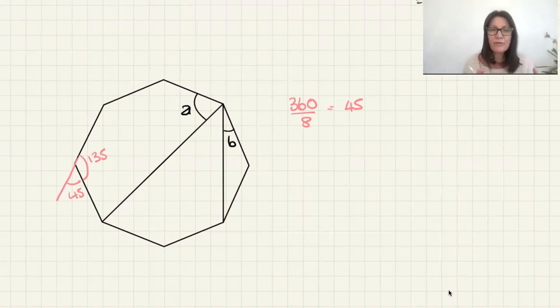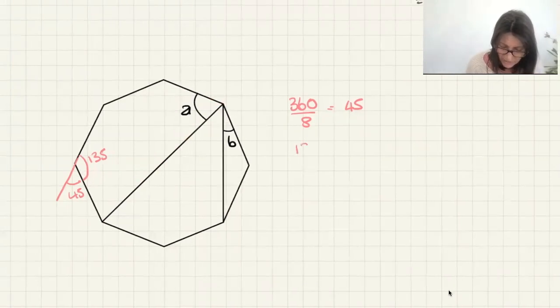Now, the way that I move around the diagram may be different to the way you move around the diagram. This is one of the things with angles. There are loads of different ways and approaches that you can take. My eyes are homing in on this line here. It's actually splitting my octagon in half. So if I'm splitting the octagon in half, then my interior angle of 135 will be split in half. And that will give me my result for A. So A is 67.5 degrees.